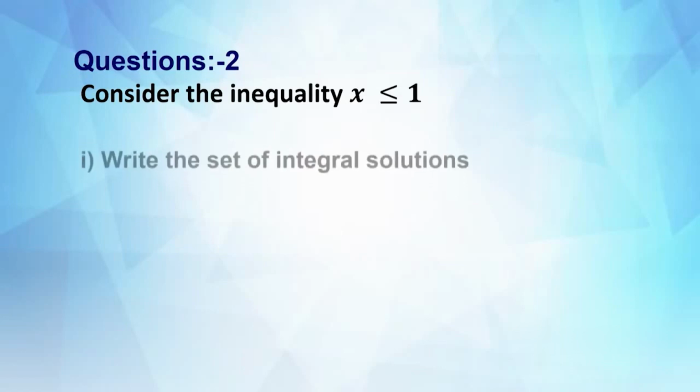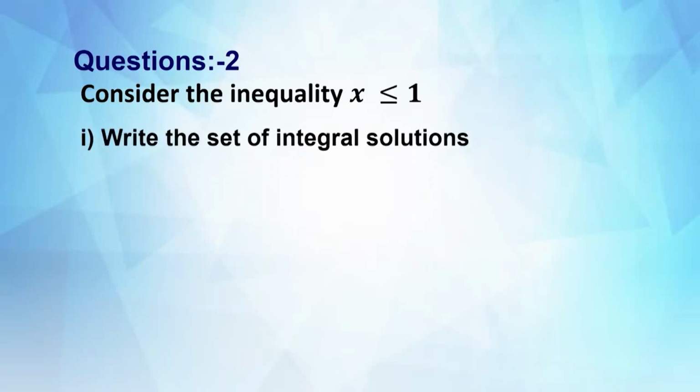Okay, then we are moving on to question number 2. Are you ready? Yes, hope you are ready. Okay, question number 2. Consider the inequality x is less than or equal 1. Read the question again. Consider the inequality x is less than or equal 1. The Roman number 1, write the set of integral solutions. Now you know how to write the integral solutions. Tell me the answer.